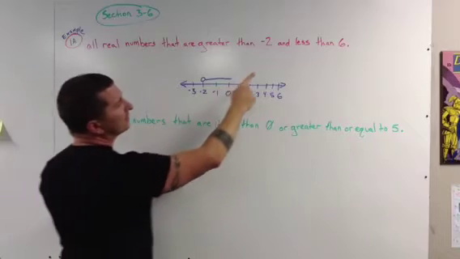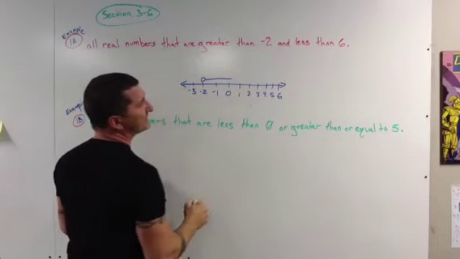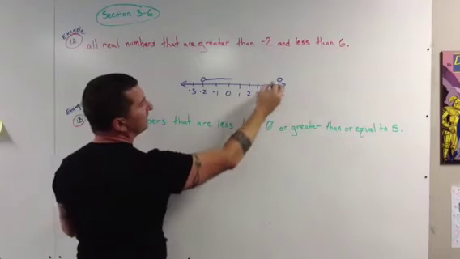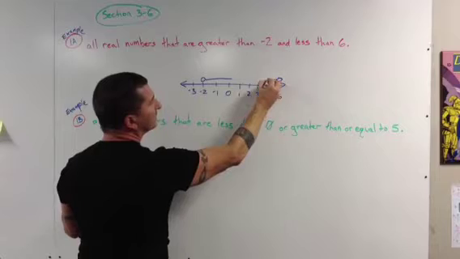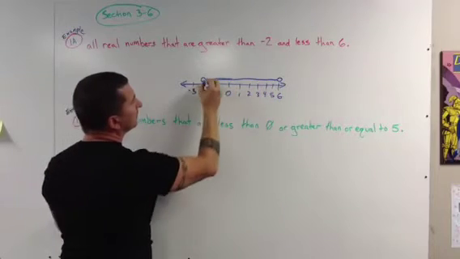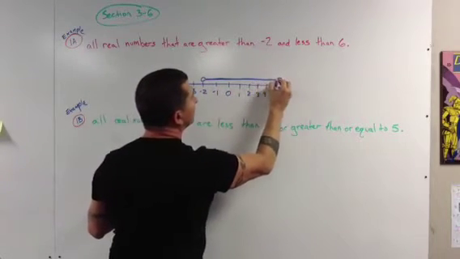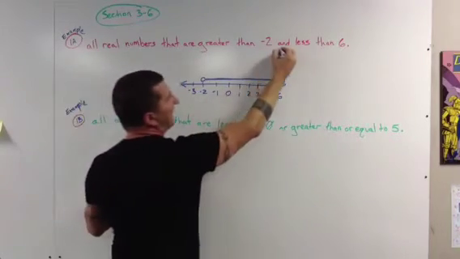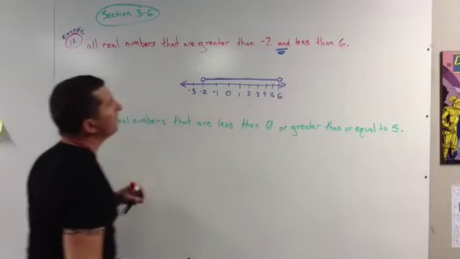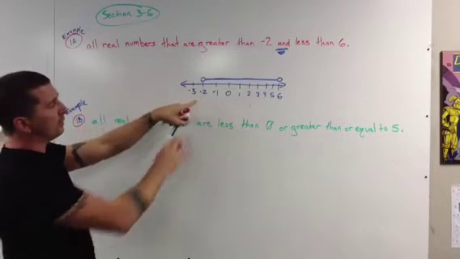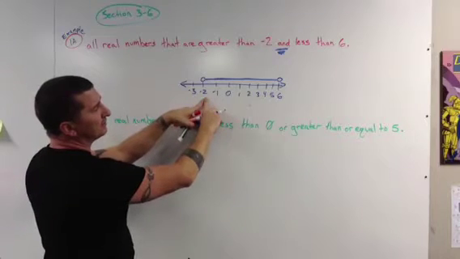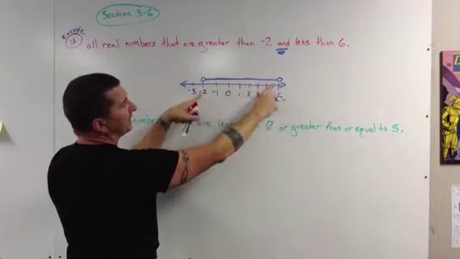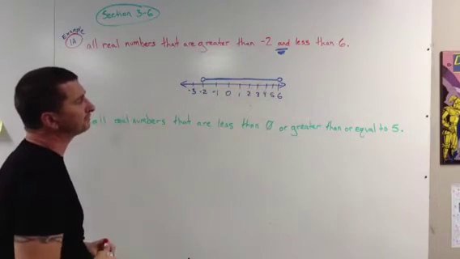But all of our numbers also have to be less than 6. Well, here's 6, so I put an open circle there. Less than 6 goes this way. So the key word in this phrase is and. We want to know all the numbers that are greater than -2 and less than 6. That would be all these numbers here that are in this shaded area.